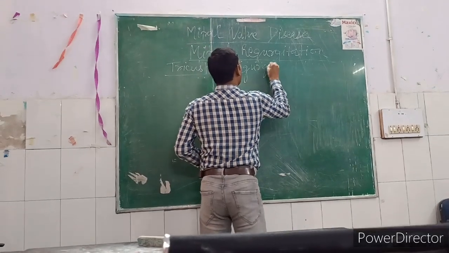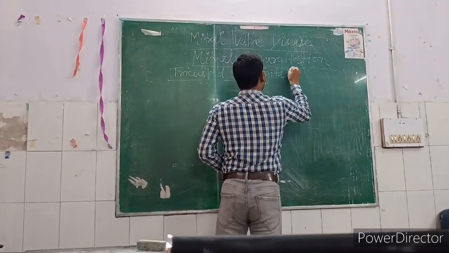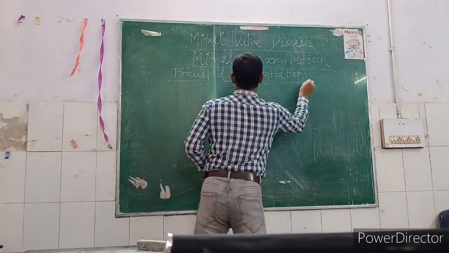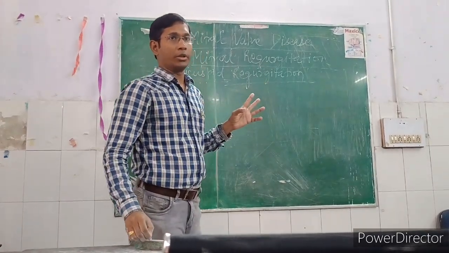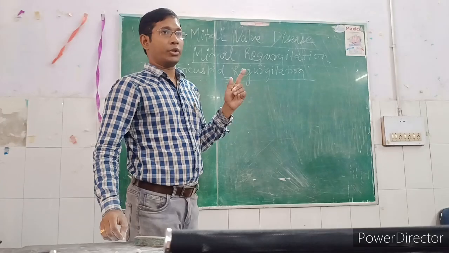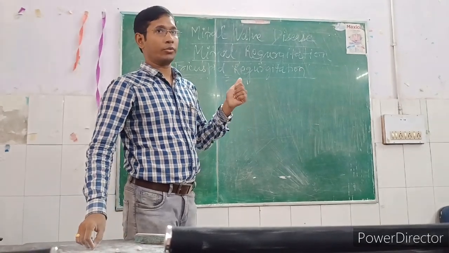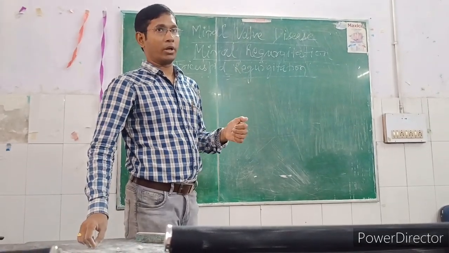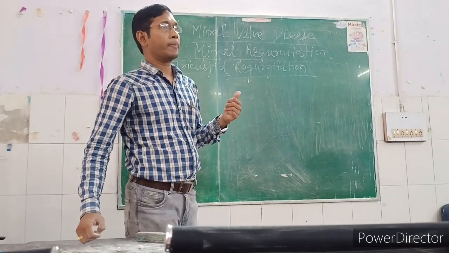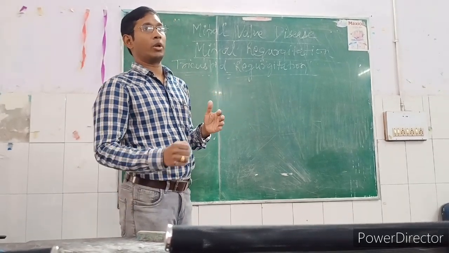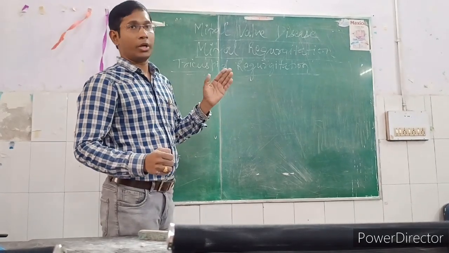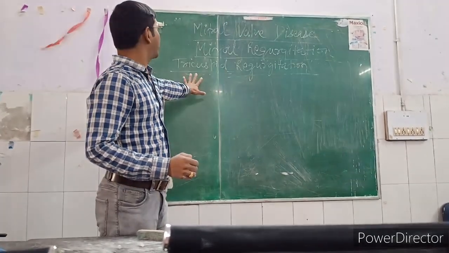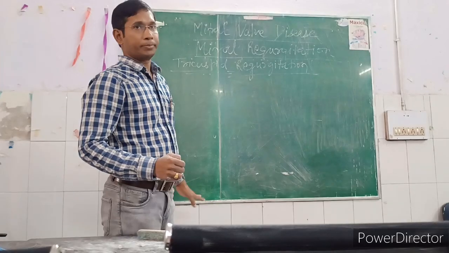Tricuspid regurgitation is mostly functional. Most of the time it is functional, it is not organic. That's why treatment of heart failure in case of mitral stenosis or mitral regurgitation or aortic stenosis, means any associated valvular heart disease leading to cardiac failure, so treatment of cardiac failure itself cures the tricuspid regurgitation.